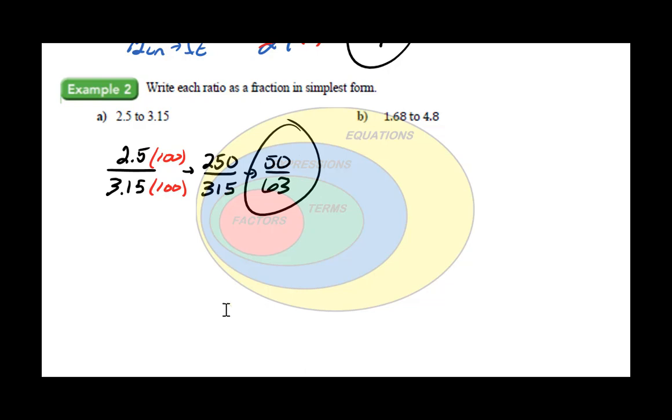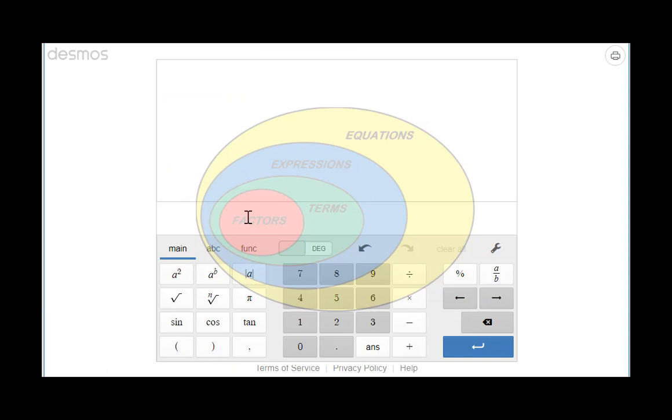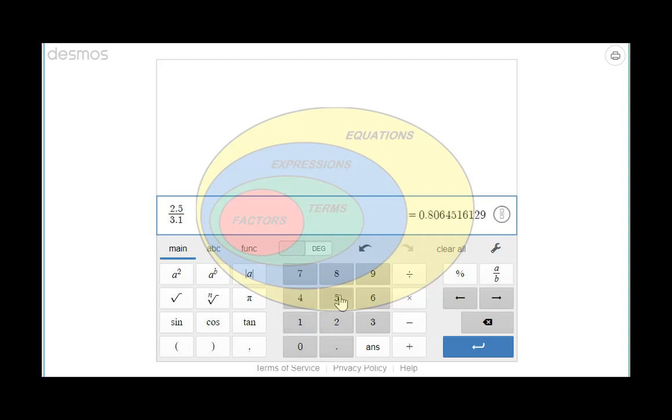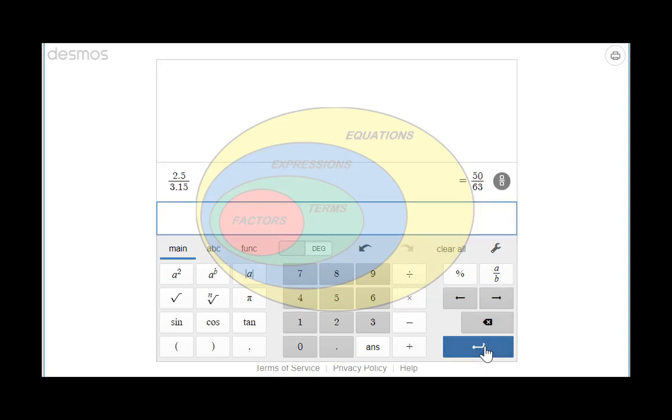The other thing we could do is use our calculator. I'm just going to use the Desmos graphing calculator. When you go into Desmos, you'll see this, and I just use the scientific calculator. What's nice is we can just put in 2.5 divided by 3.15. On the right side, you notice that it gives us a decimal. But if we want to see it as a fraction, we could use this icon, convert to fraction, and it converts it to the simplified version of the fraction. So that's kind of nice.